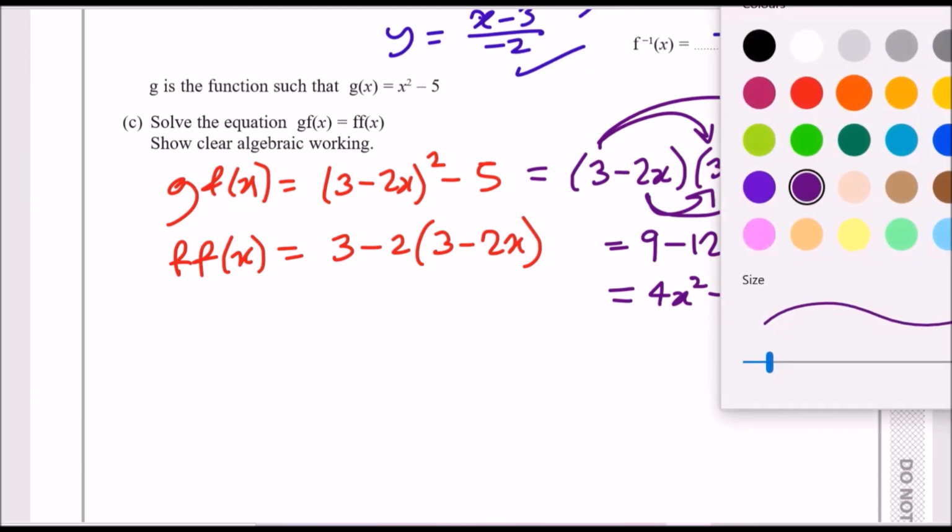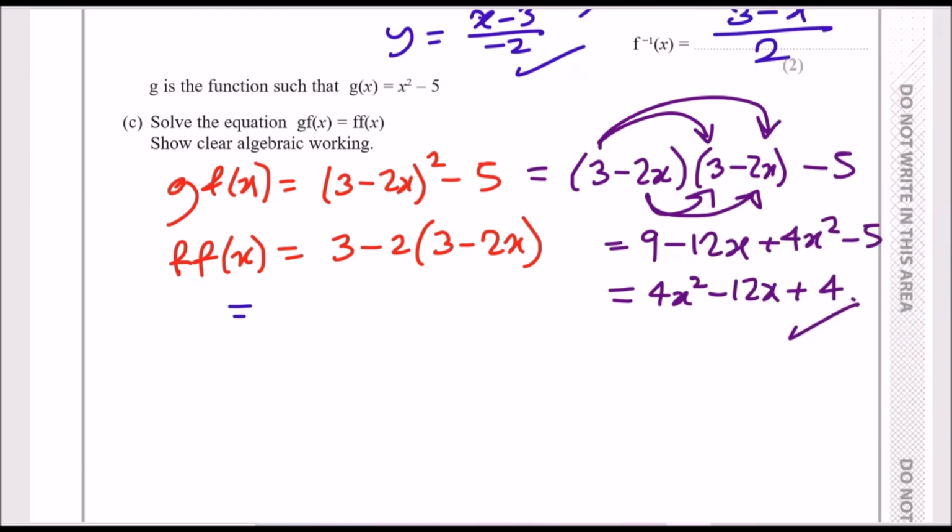As for the other one, f(f(x)), do the same thing, guys. You just expand the bracket. You get 3, then minus 2 times 3 is minus 6, and minus 2 times minus 2x is plus 4x. Tidying this up, again I do this in order, so 4x goes first. 3 take away 6 is minus 3. And that's the other one done.